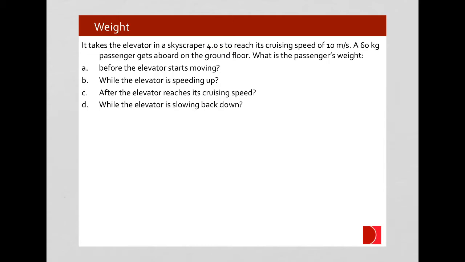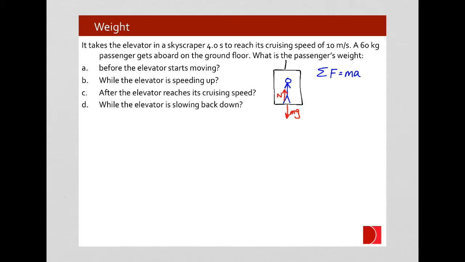And we said that the weight of an object is related to the normal force that that object would feel. So if you have a person in an elevator, that person has gravity pulling them down, and that person has a normal force from the floor pushing them up. And so if we look at Newton's second law, that tells us that the sum of the forces equals mass times acceleration.